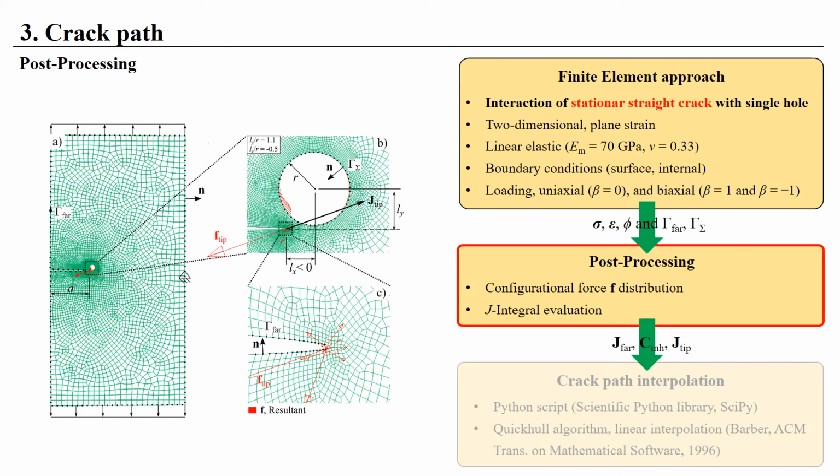The second step is a post-processing procedure developed by Marko Kegel at the University of Maribor, which was developed to calculate the configurational force distribution as well as the contour integrals J-far, C inhomogeneity, and J-tip. The post-processing tool requires the equilibrium stresses and strains, the elastic strain energy density, and the contours gamma far and gamma epsilon. Figure A to C show the finite element mesh with the configurational force distribution on each node.